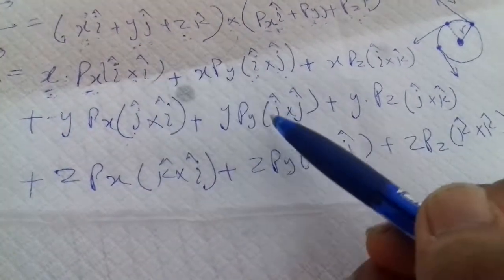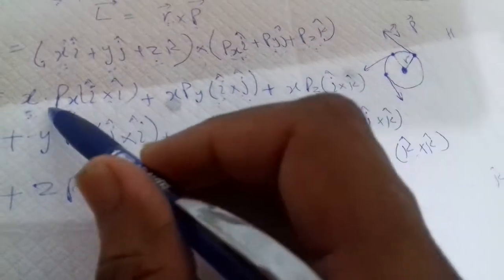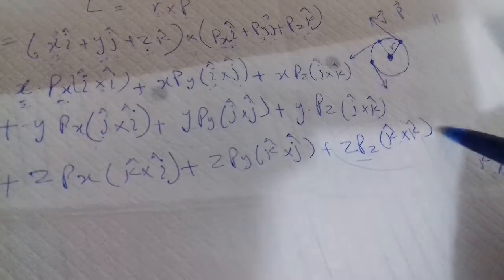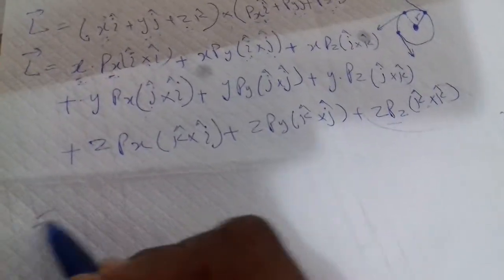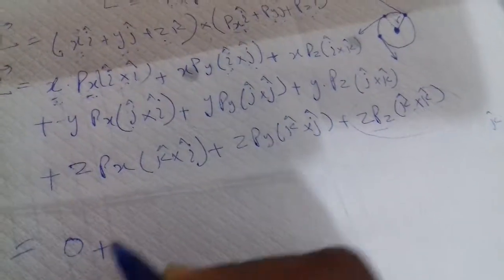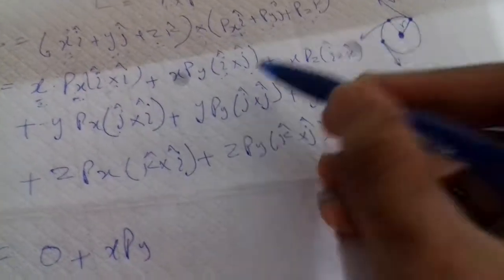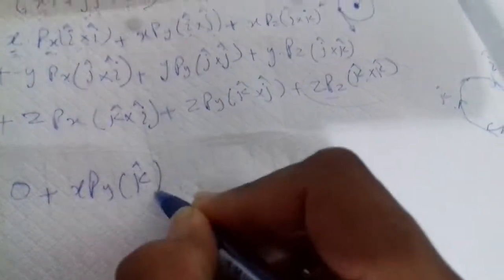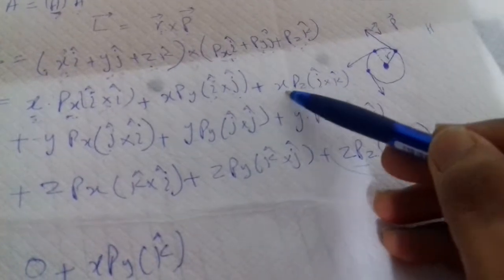I cross I is 0, j cross j is 0, k cross k is 0, because 0 is multiplying with this one here, here, and here. So all of these terms will be 0. We will not write this one. Okay, so I cross I is 0, so all this term will become 0, plus x py. Now check it, I cross j is equal to plus k. We will write here k hat.